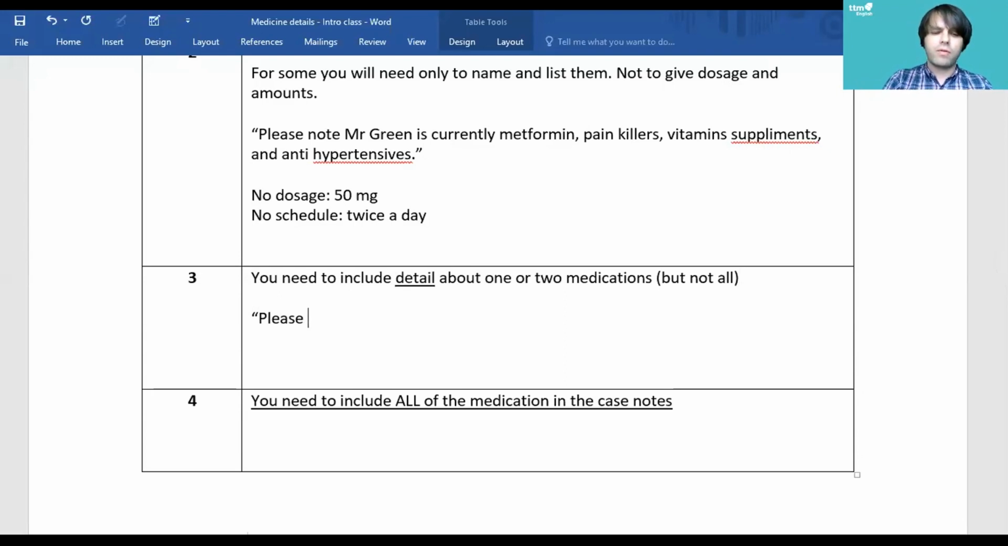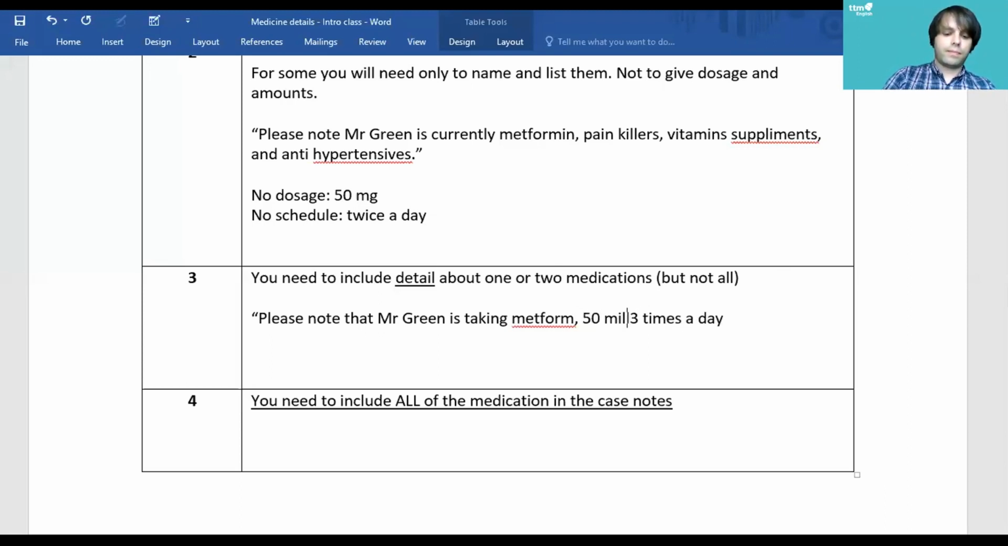What's metformin? What is that? Diabetic. Okay. Diabetic. So please note that Mr. Green is taking metformin, okay? What do I say now? I need to give the details. 3 times a day. How much? Is there a dosage?